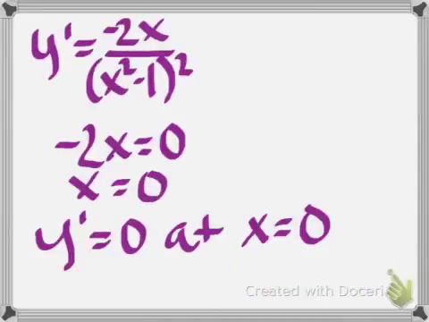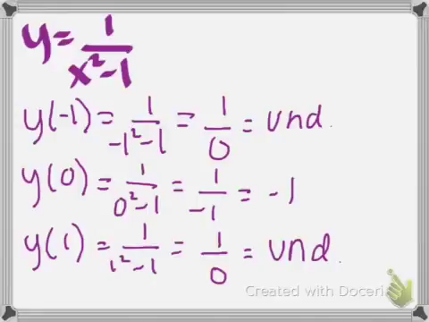Looking at the numerator next, we set it equal to 0 to find where the derivative is 0. We get x equals 0, so the derivative is 0 at x equals 0. So we now have our three critical values of negative 1, 0, and 1. We will take these values and plug them into the original equation to see if they are maximums or minimums.